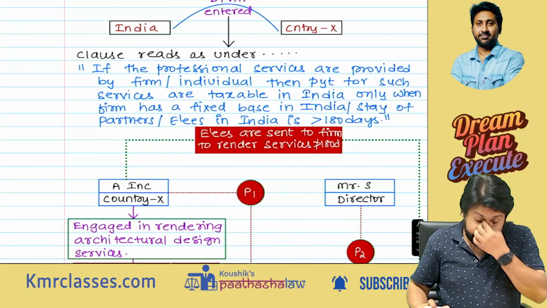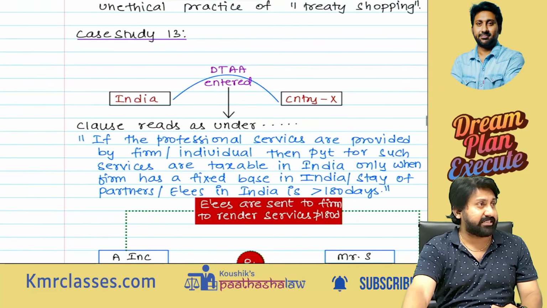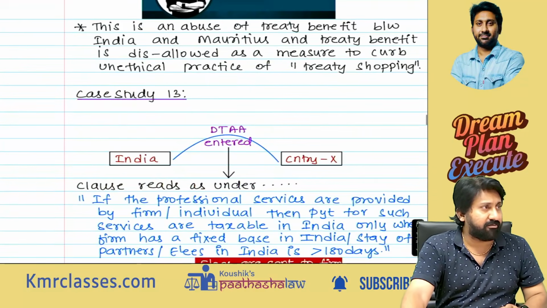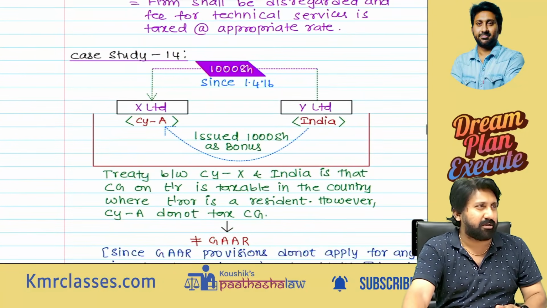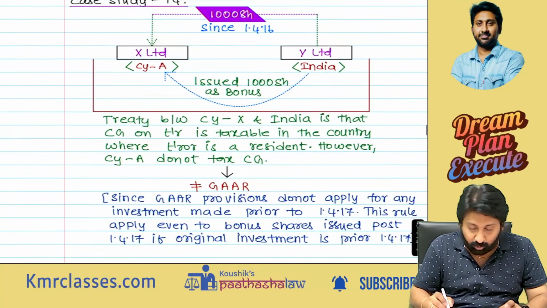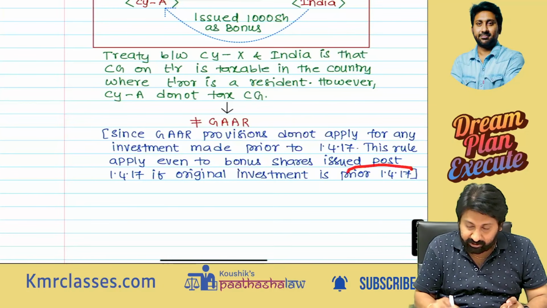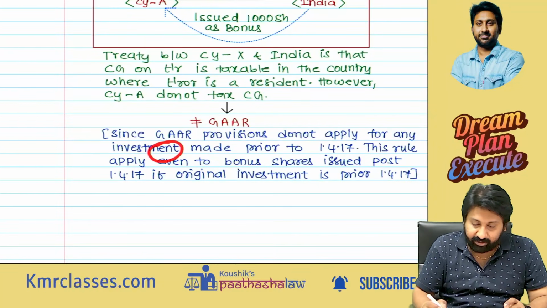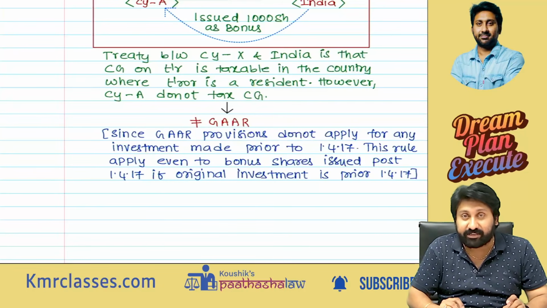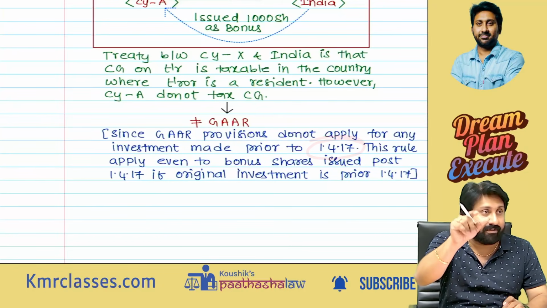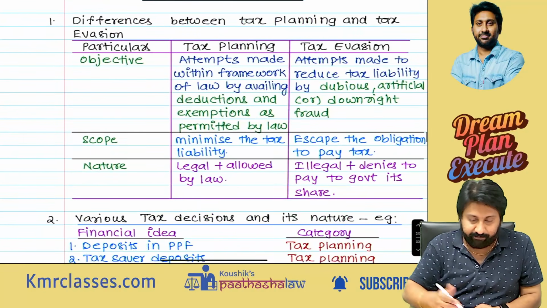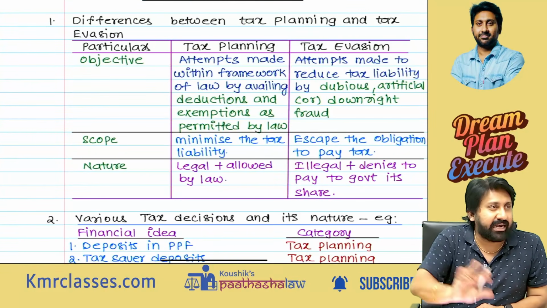Okay, next case study. Case study number 13. So that's it here. These are some important things I wanted you to consider. Remaining are just optional ones. But GAAR applies only for any investment made after 1/4/17. If anything in the question is given before 1/4/17, GAAR provisions do not apply. No protection.